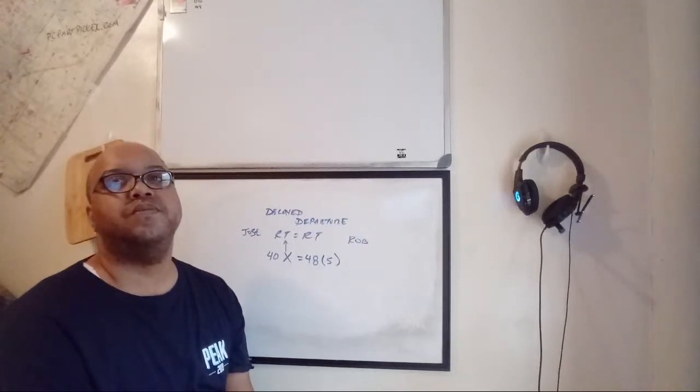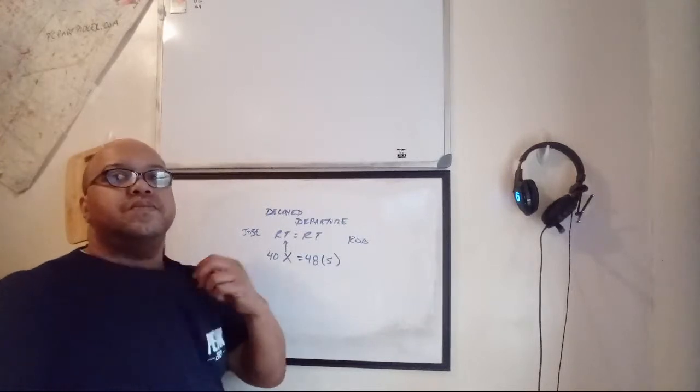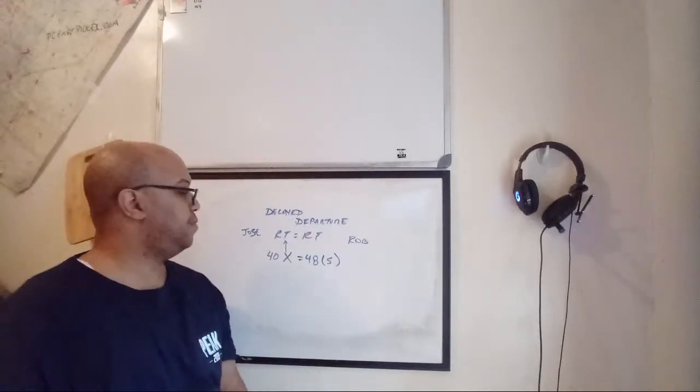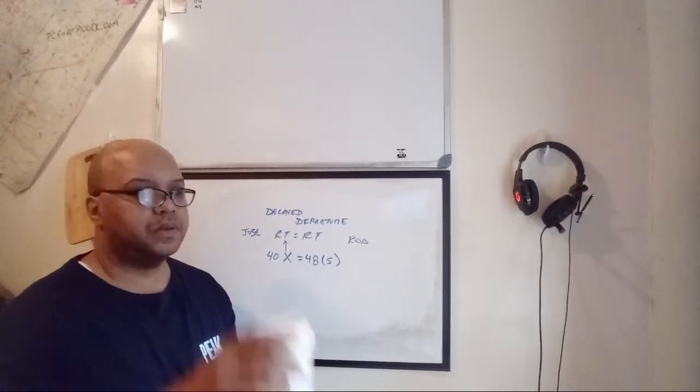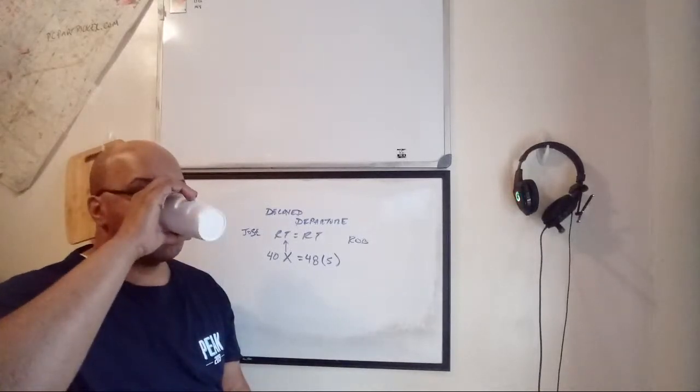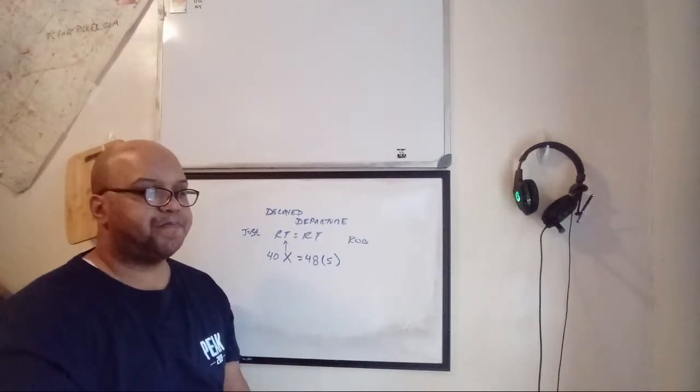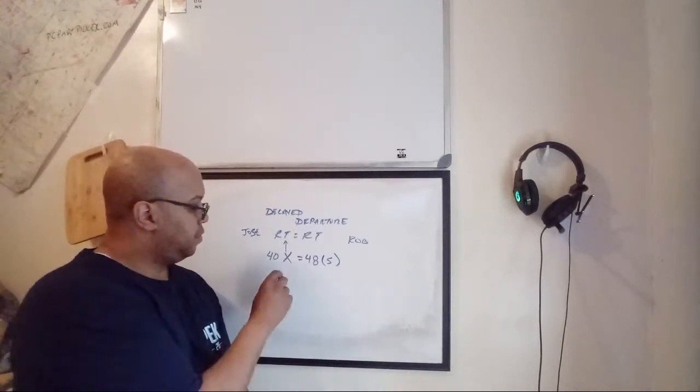Then you have to figure out what 48 times 5 is. 5 times 8 is 40. 5 times 4 is 20, 24. All right, so then you just drop it down to be 40x equals 240.